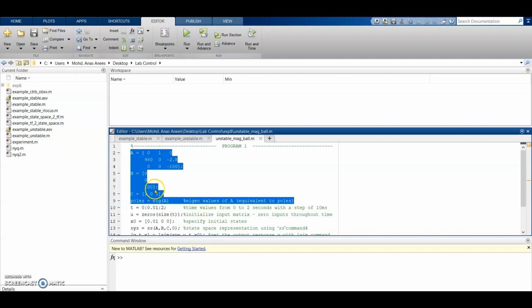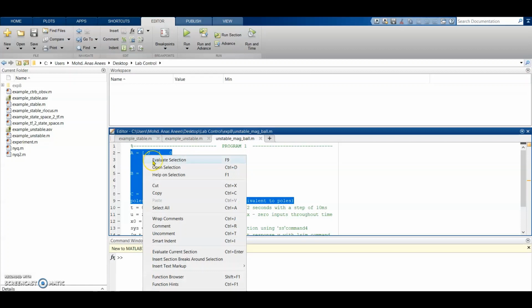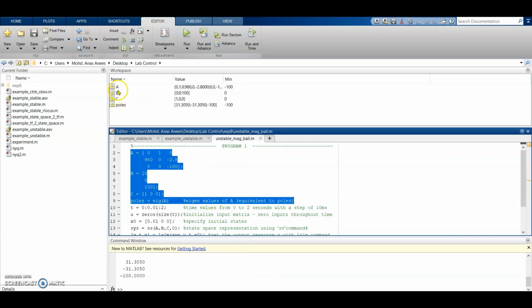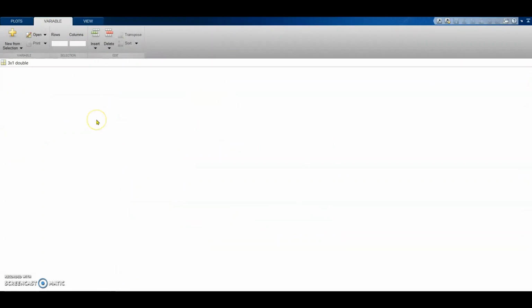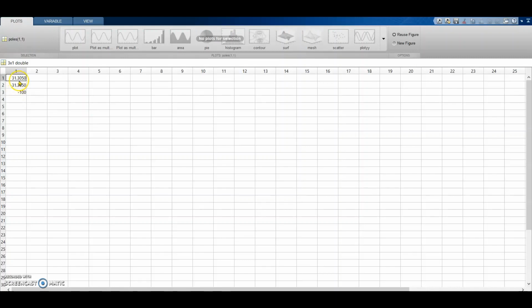So let us evaluate this part only. I'm selecting this part and clicking on evaluate selection. As you can see, the A, B and C matrices are formed and the poles matrix is formed. If we double click this, you will see that the poles of the system are 31.05, which is on the right hand side of the S-plane. So the system is unstable, and the other two poles are on the left hand side of the S-plane. Because of this pole, the system is unstable.